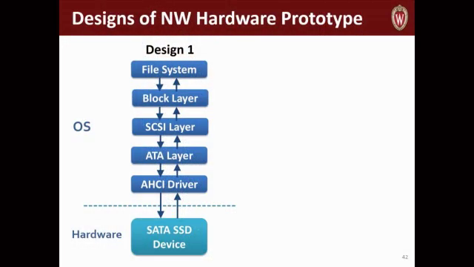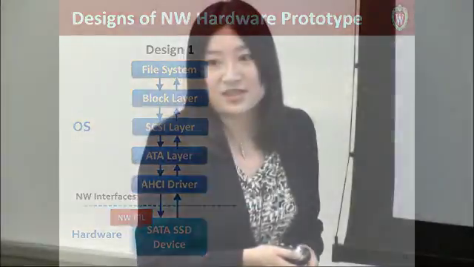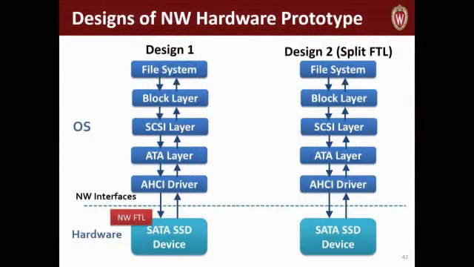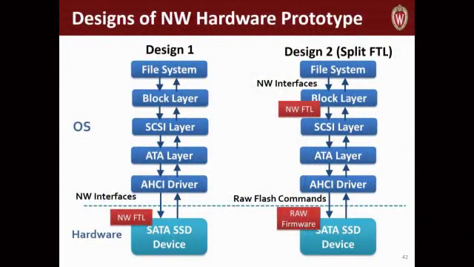So my first design is to build a Nameless Write FTL at the hardware device and work everything else towards it. And then I found a set of problems with this design and moved to the second design, which placed most of the Nameless Write functionality in the OS and then has a raw firmware on the device. So I'll go through the problems that I had with the first design and then come back to the second design to show you why it works well.